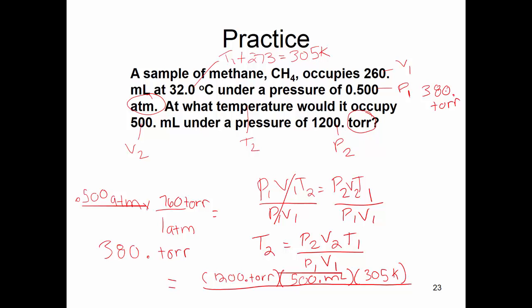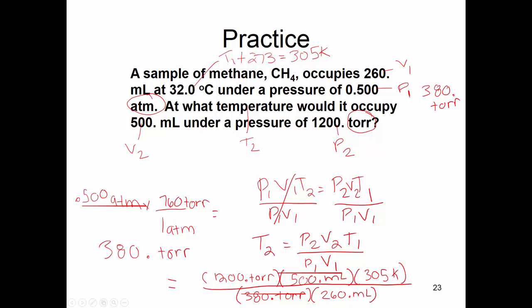P1 is 380 torr. Okay, we converted from ATM so that we would be consistent. You could have converted from torr to ATM. That's fine as long as you're consistent. And when you plug it in, you'll get the same answer. So it could be torr or ATM there. And then V1 is 260.